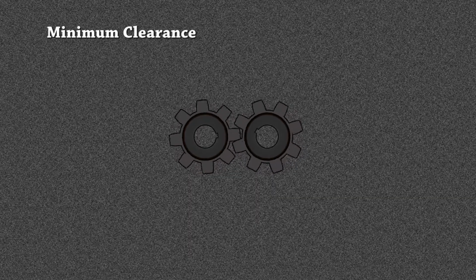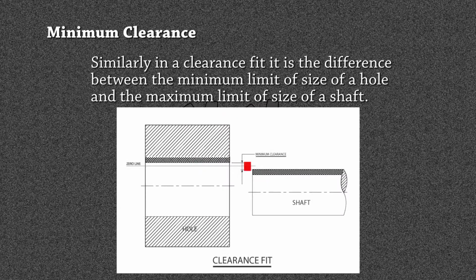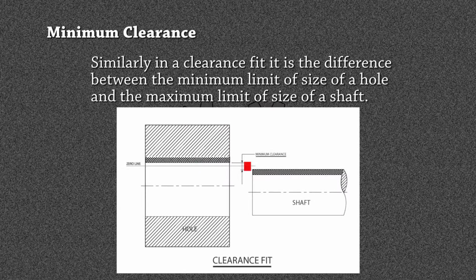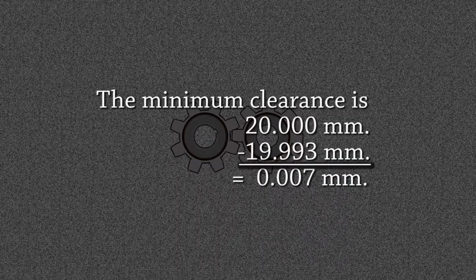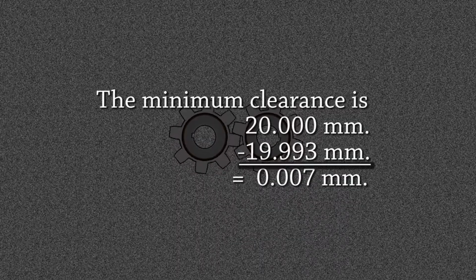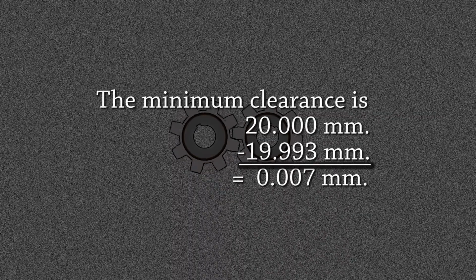Minimum clearance. Similarly in a clearance fit, it is the difference between the minimum limit of size of a hole and the maximum limit of size of a shaft. The minimum clearance is 20.000 minus 19.993 equals 0.007 millimeters.